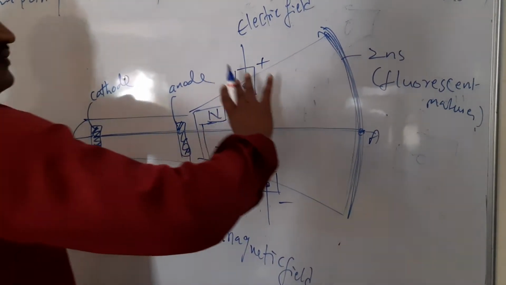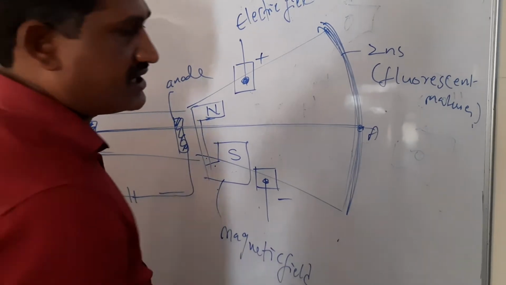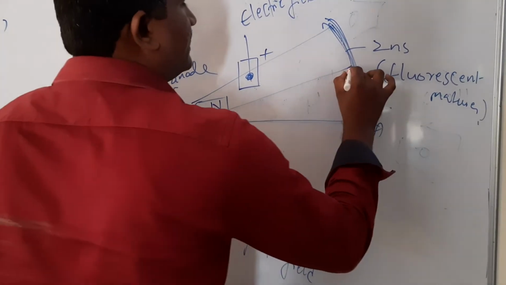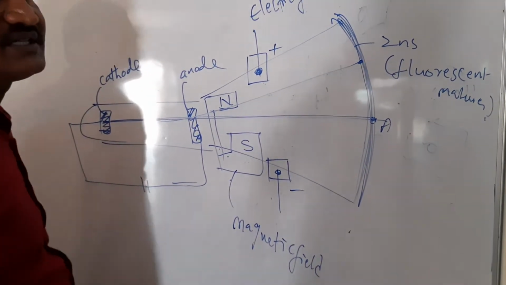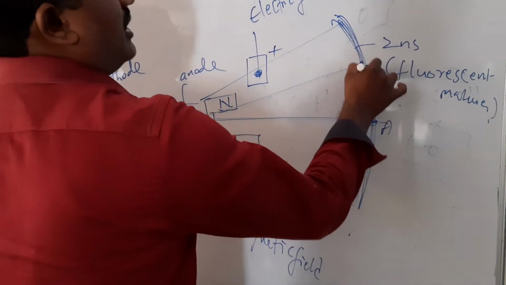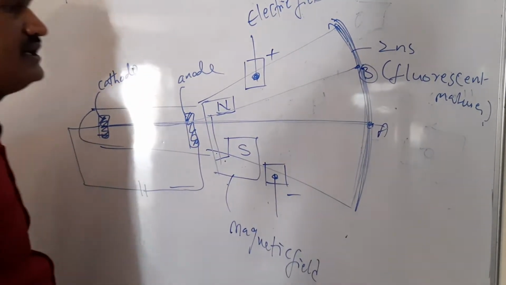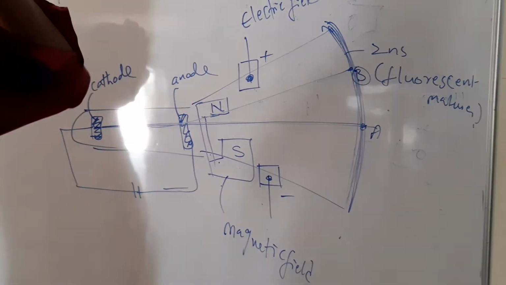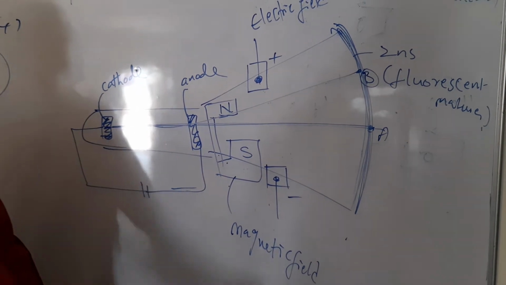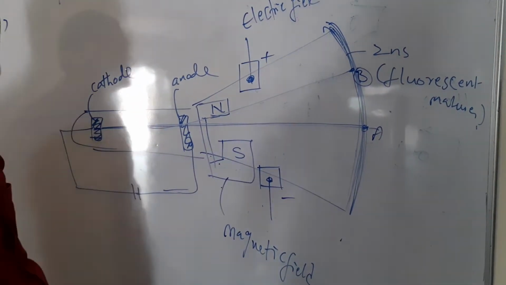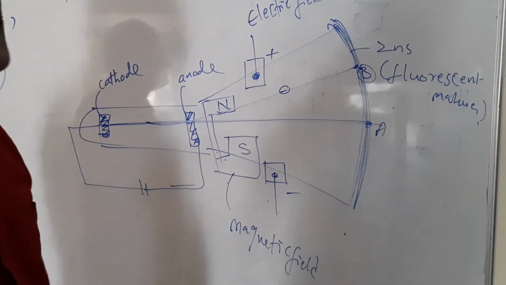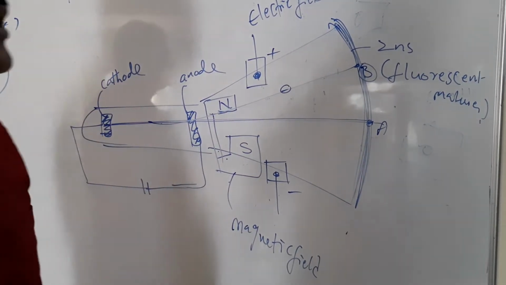In the presence of only an electric field, the cathode rays are attracted towards the positive plate, deviate towards it, and touch at point B. That means they are attracted towards the positive plate, so they are definitely negatively charged particles.